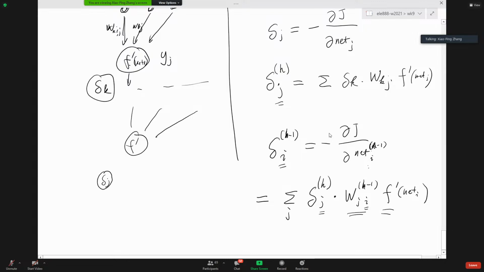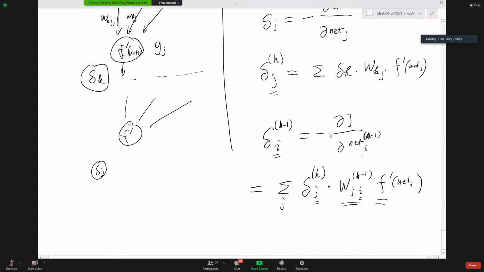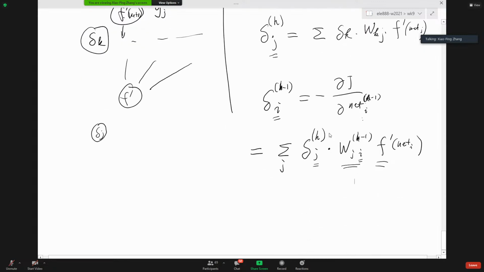Right. If we think about the definition, this is nothing but a chain rule. So this one is just simply this. And the relationship between net H minus 1 and net H is through this and through the F. If you think about the forward relationship, it's not hard to understand the backward relationship.